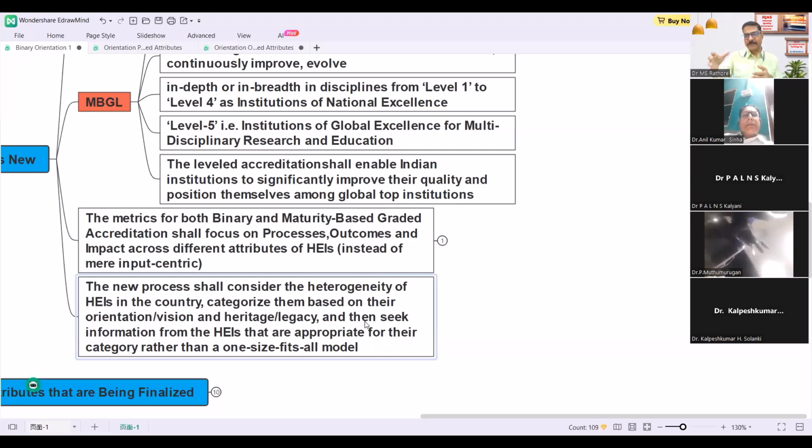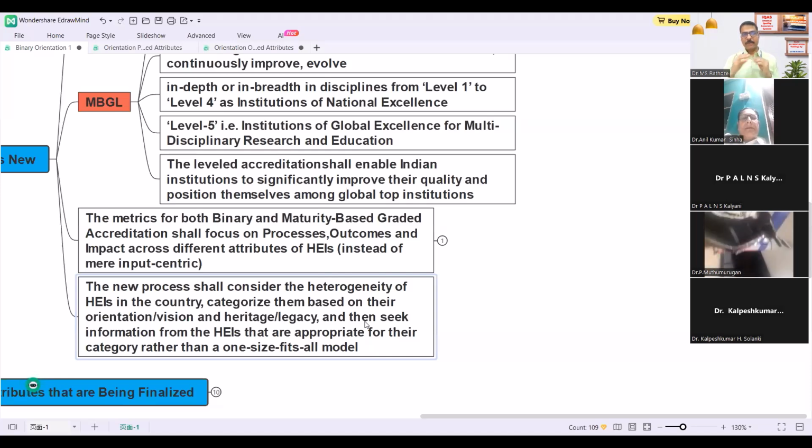So far, the agencies are working. UGC has started working on it according to the National Education Policy. NAAC has already almost evolved the process for the binary accreditation framework, and MBGL is about to be launched. Then they will be seeking information from the HEI that is appropriate for their category, rather than a one-size-fits-all model.